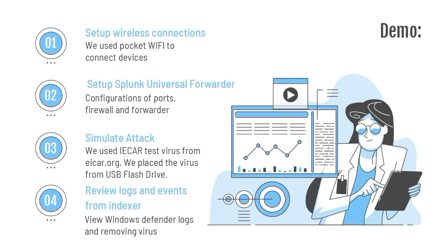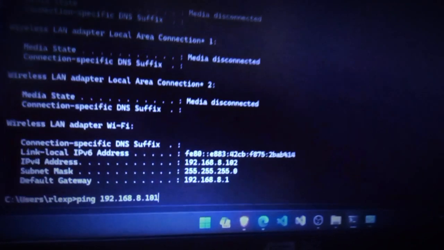In this demonstration, we only cover setting up the wireless connection, setting up the Splunk Universal Forwarder, simulating an attack, and here we place the virus from a USB flash drive. But this is not harmful and is used for test purposes. And lastly, reviewing logs and events from the indexer. Next, we now proceed to the demonstration video.